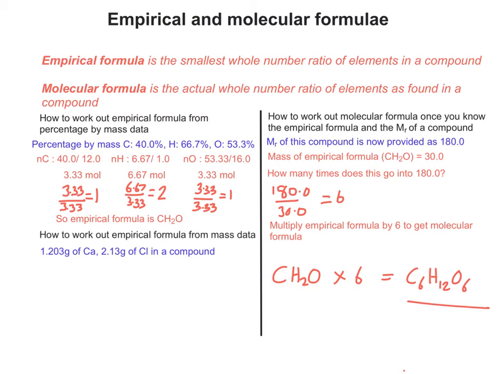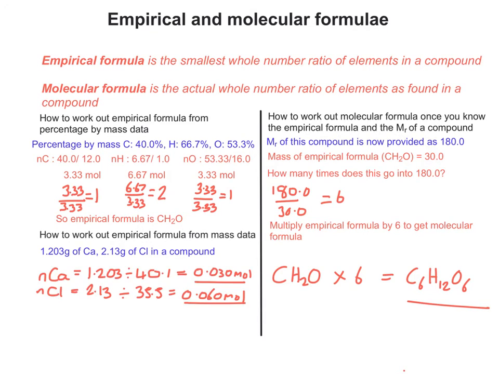So if we're given mass data instead, for example, taking 1.203 grams of calcium combined with 2.13 grams of chlorine in a compound, what do we do then? So the first thing to do is moles equals mass over MR. So I'm working out the number of moles of calcium and the number of moles of chlorine that I have. That gives me 0.03 to 0.06.